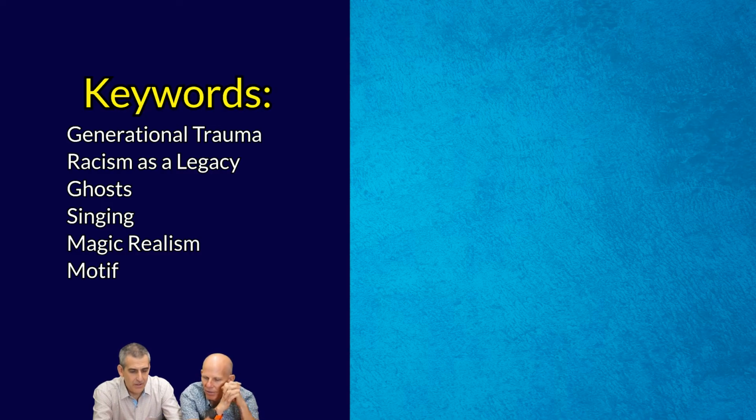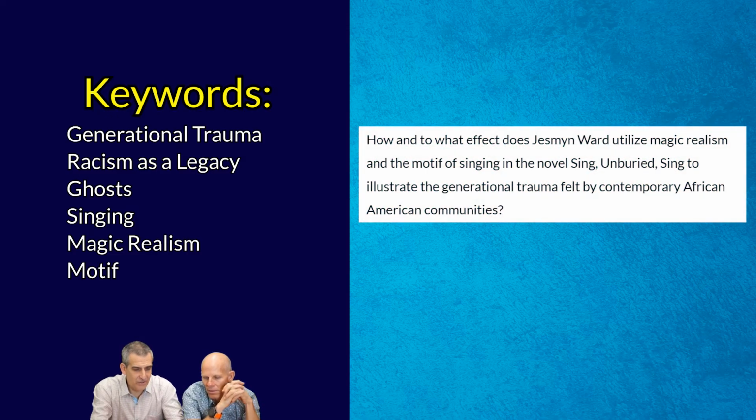We need to see the title. In the novel, Sing, Unburied, Sing, to illustrate the generational trauma felt by contemporary African American communities. Mr. Giles, read it back to yourself and tell me if you're happy with it. There it is, the whole thing. Yeah, I like it. I want to think about, would Jesmyn Ward agree with this? Is this an appropriate line of inquiry? Having read some of her interviews, this is essentially a key idea that she wants to convey among many others. There's not just one idea conveyed in any text.